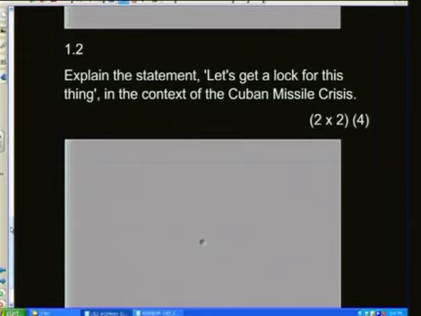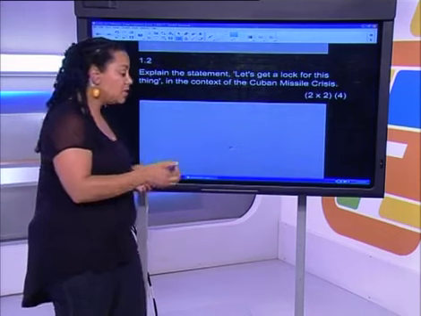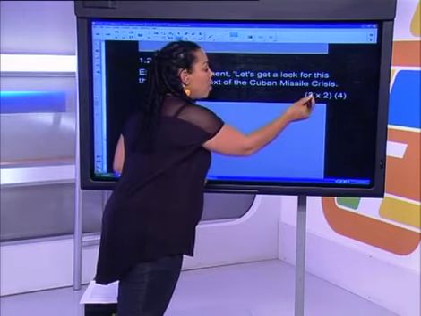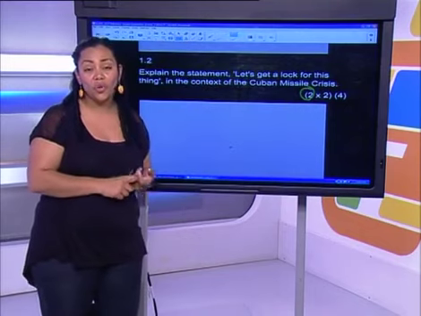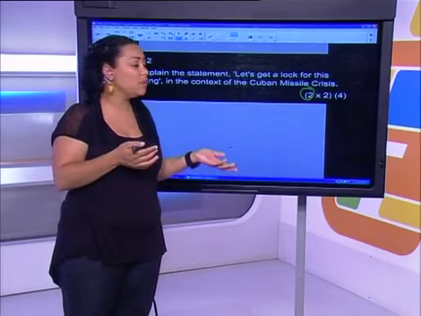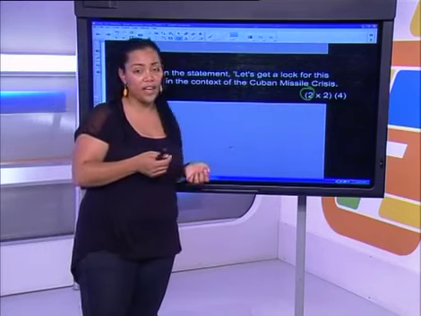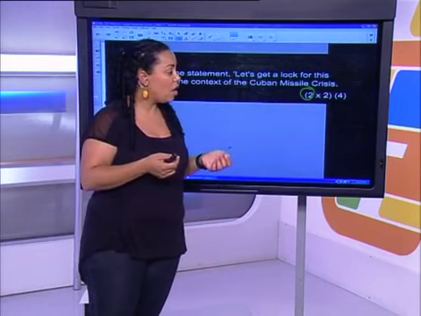Explain the statement, "let's get the lock for this thing" in the context of the Cuban Missile Crisis. Now, I've already mentioned before that you need to focus on your mark allocation. So that means that they are looking for 2 answers. Very often what happens is that you only give 1 answer because you're in such a hurry to try and finish the paper, and then you end up throwing away your marks.